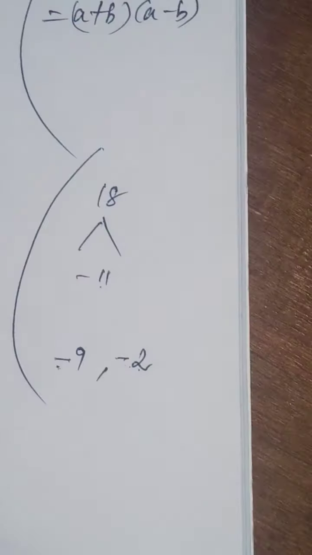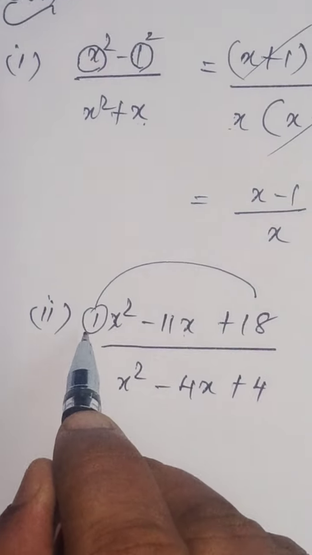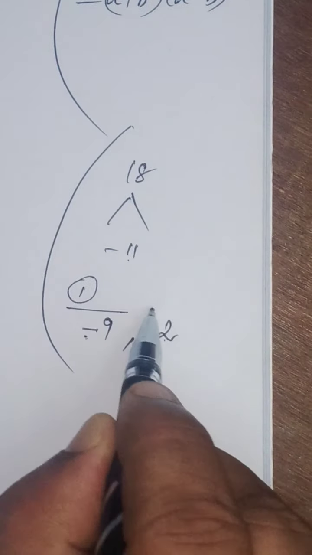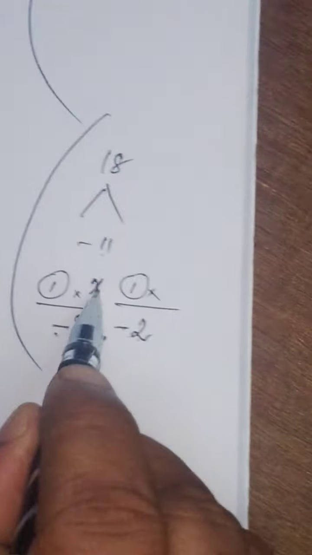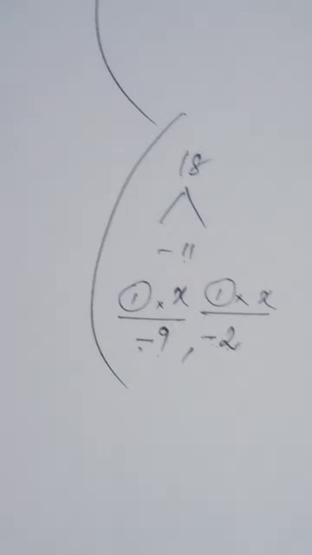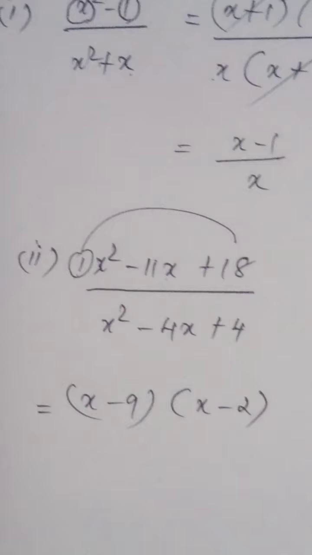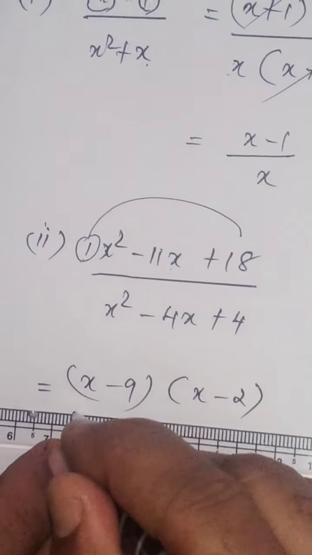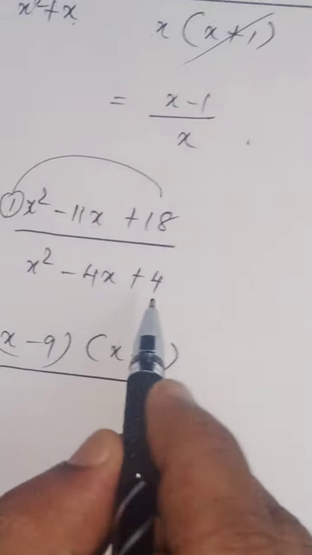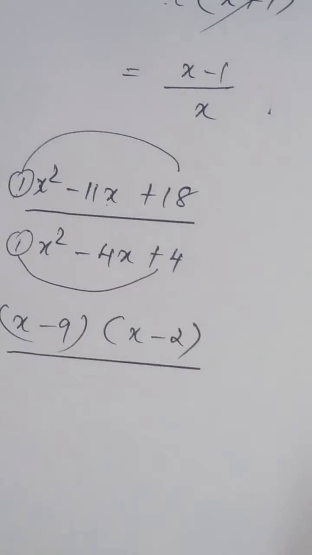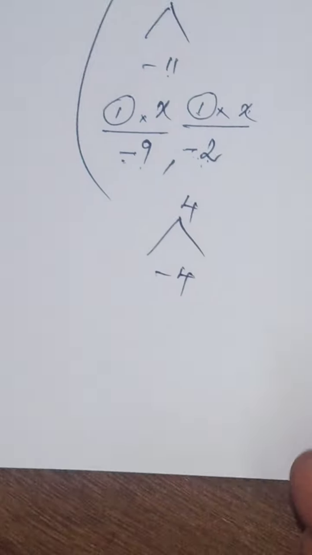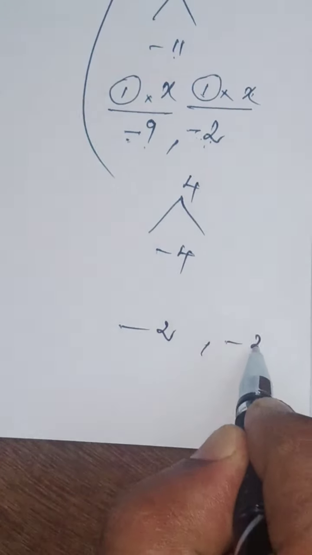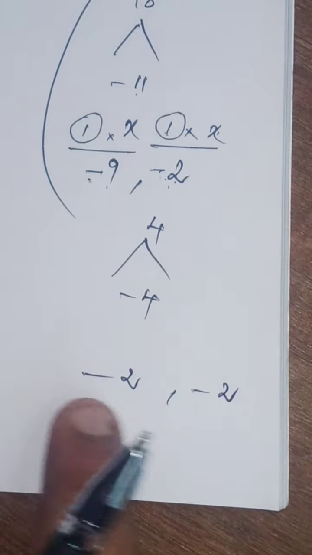For getting the factors, consider the coefficient of x squared, which is 1. Write 1 in numerator, and put into the variable x. 1 into x, x minus 9 is the first factor. 1 into x, x minus 2 is the second factor. Divided by, we have to factorize this polynomial also. Write 1 into 4, 4. Coefficient of x is minus 4. Product 4, sum minus 4, the two numbers are minus 2 and minus 2. Add the two numbers, minus 4. Multiply the two numbers, plus 4.